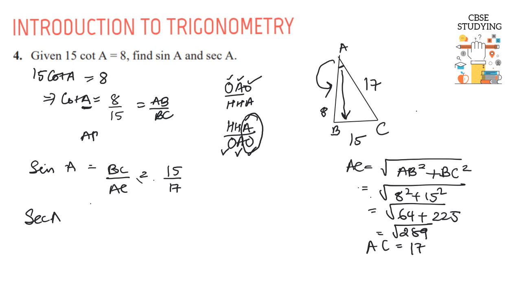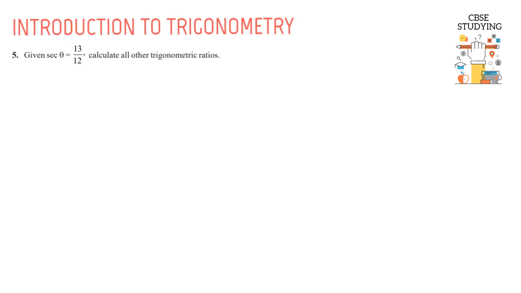And sec A. Sec A, what is the formula? Hypotenuse by adjacent. So for angle A, hypotenuse is AC and adjacent is AB. That becomes equal to, what is AC? 17, and what is AB? 8. So 15 by 17 and 17 by 8 are the answers.